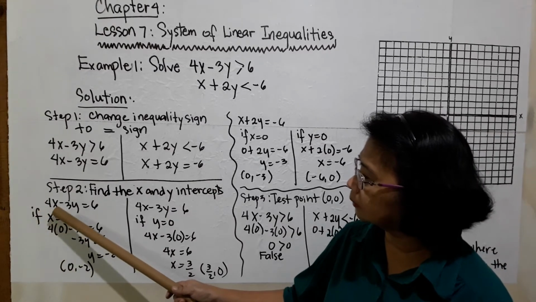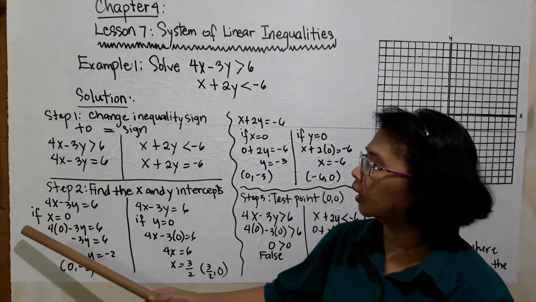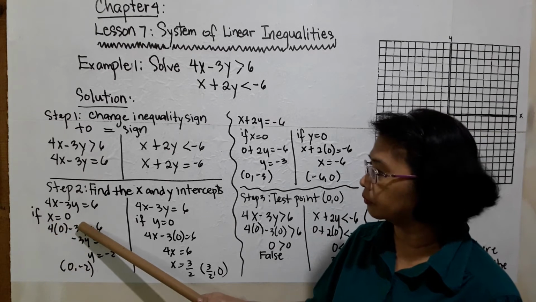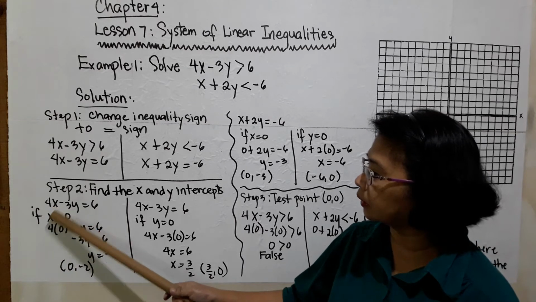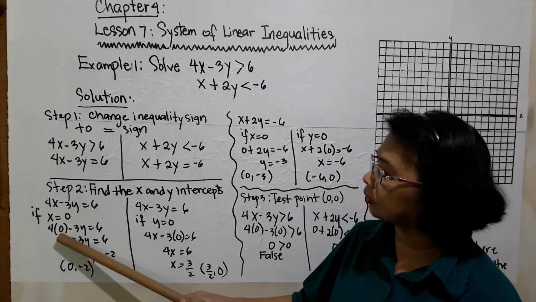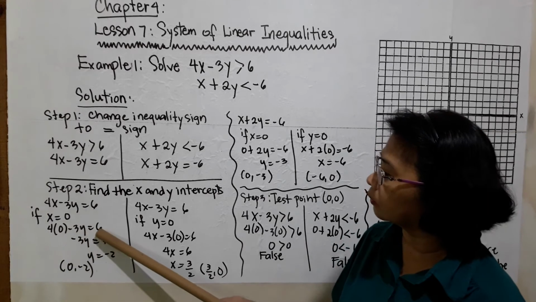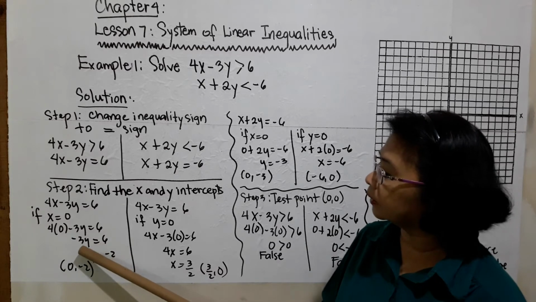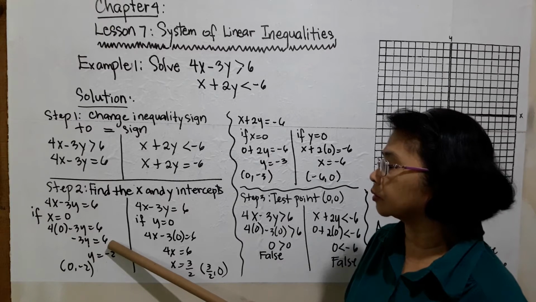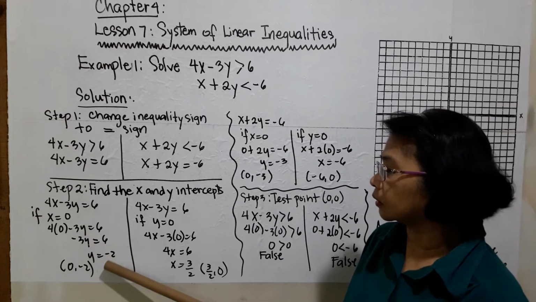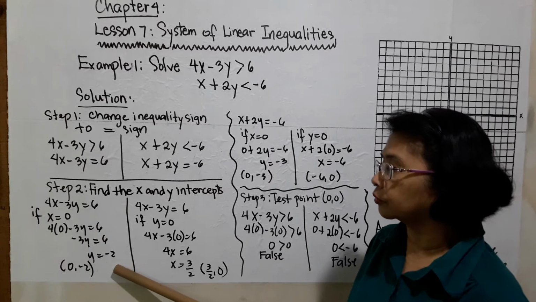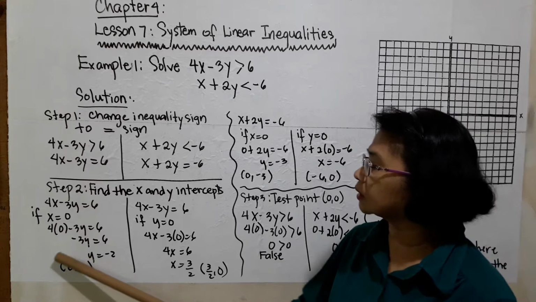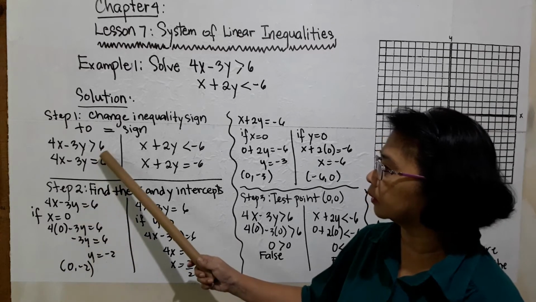So for 4x minus 3y equals 6, we have to find the y-intercept by letting x equal 0. So we substituted x equals 0. So this is now 0 minus 3y equals 6. Okay, to find y, divide both terms by negative 3. So your y is negative 2. So the point form is 0, negative 2. So this is the y-intercept of this inequality.